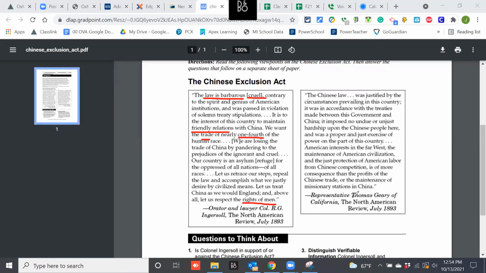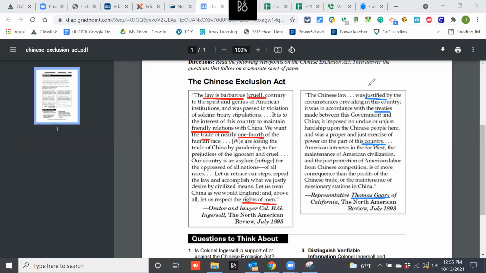So now let's read about Representative Gary's beliefs about the Chinese Exclusion Act. The Chinese law was justified by the circumstances prevailing in this country. It was in accordance with the treaties made between this government and China. It has imposed no undue or unjust hardship upon the Chinese people here and was a proper and just exercise of the power of this country, or as part of this country.